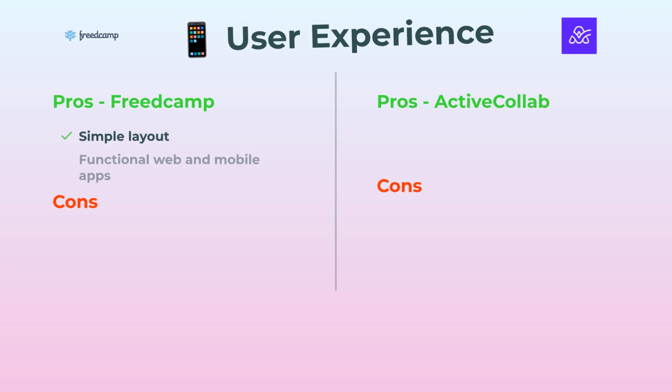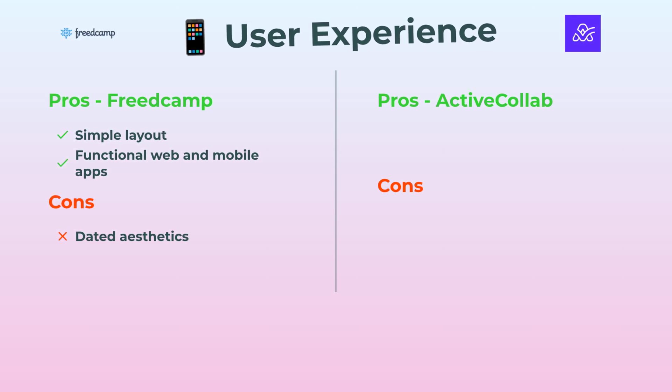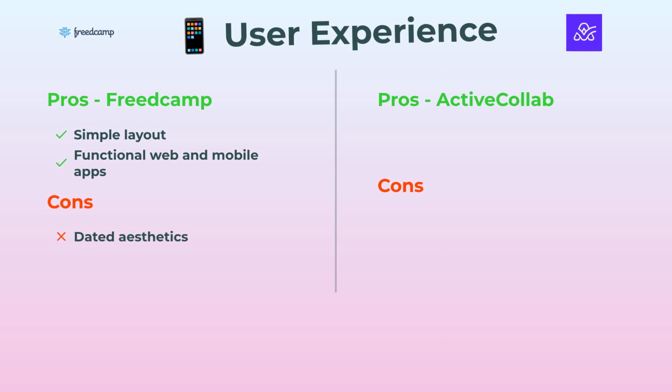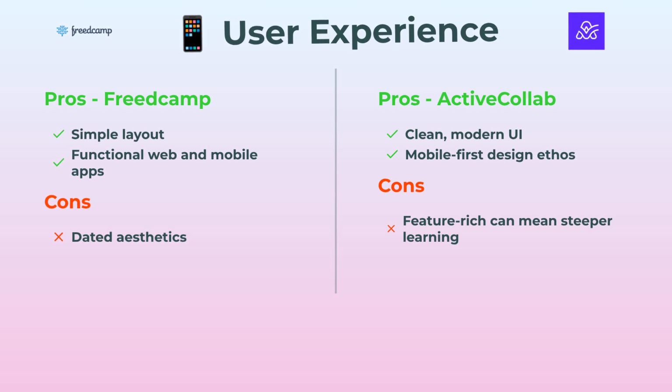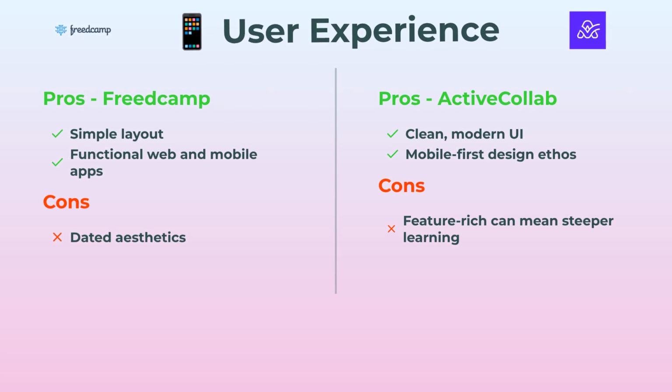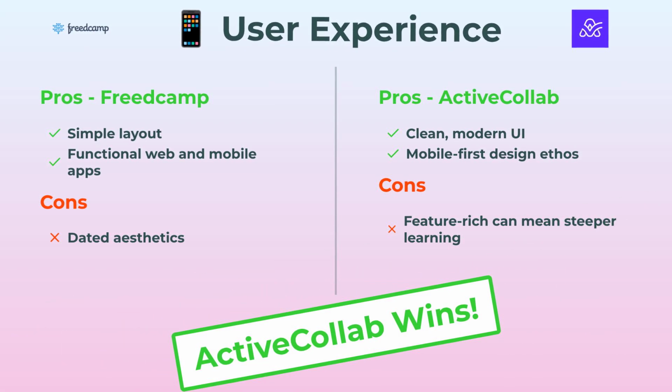So let's chat about user experience. Freedcamp is super straightforward, like nothing to distract you. But let's be real, the design feels a bit stuck in the past. If aesthetics matter to you, you might just not love it. ActiveCollab, on the other hand, is slick, modern, and has this whole mobile-first vibe. It's packed with features though, so new folks might be a little overwhelmed at first. Still, it just feels nicer to use day to day, so ActiveCollab wins again.